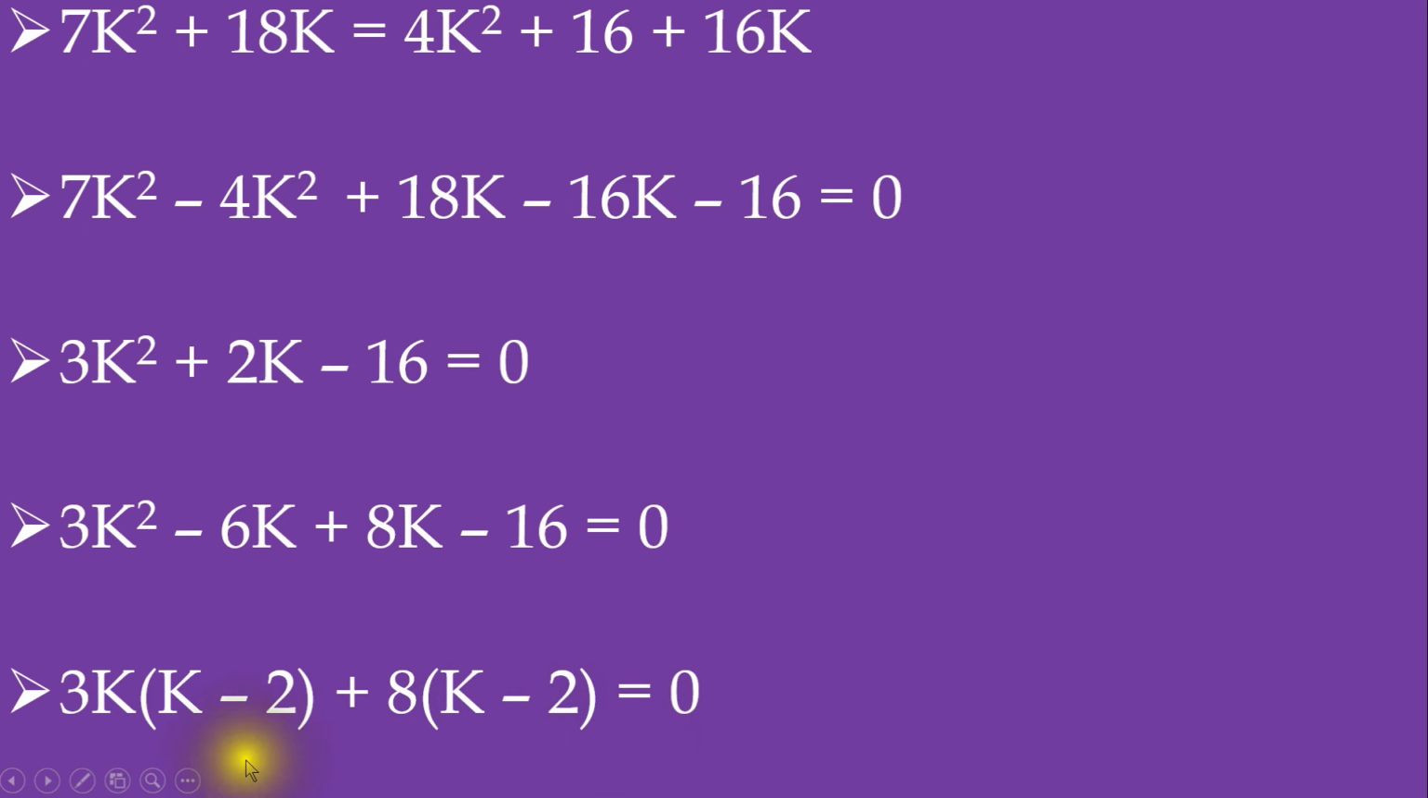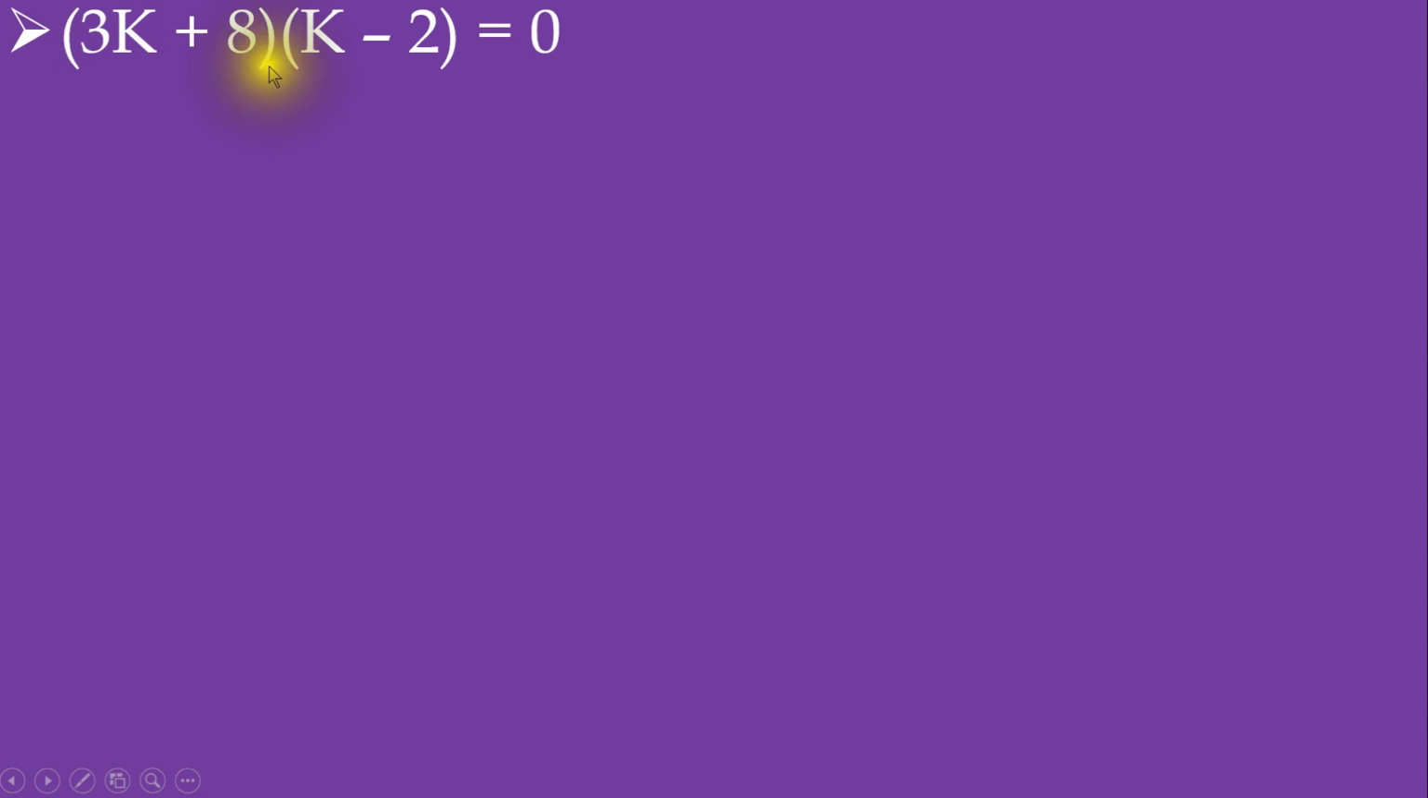So the next step will be 3k into k minus 2 plus 8 into k minus 2 is equal to 0, because 3k into k minus 2 is nothing but 3k square minus 6k, and 8 into k minus 2 is nothing but 8k minus 16. We know that ax plus bx is nothing but a plus b into x. So similarly, 3k into k minus 2 plus 8 into k minus 2 will be 3k plus 8 into k minus 2. So the next step will be 3k plus 8 into k minus 2 is equal to 0, which means these are the two factors for the equation 3k square plus 2k minus 16 is equal to 0. Now we will find the value of k.